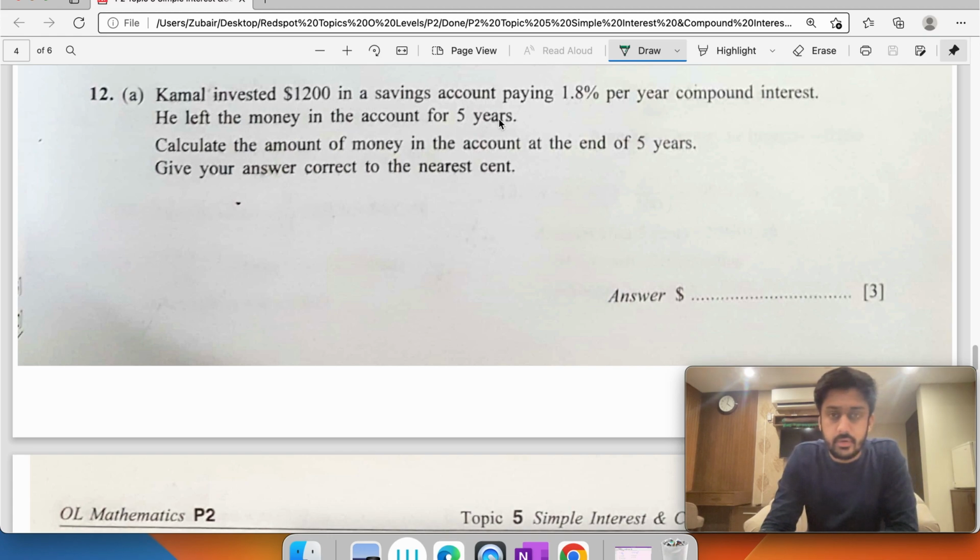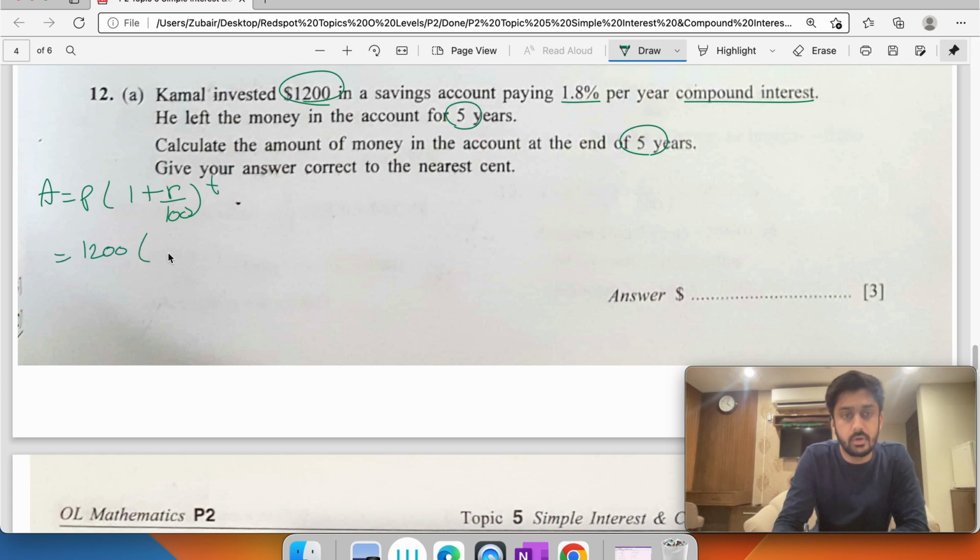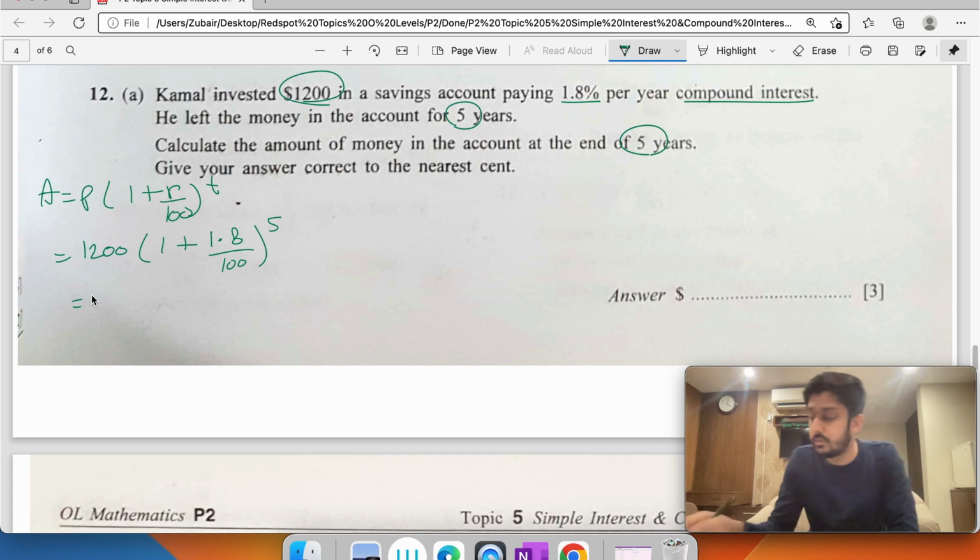Kamal invested 1,200 in a savings account that pays 1.8% per year compound interest. He left the money for 5 years. Calculate the amount of money in the account at the end of 5 years. A equals P times 1 plus R by 100 to the power T. Invested amount is 1,200 times 1 plus rate 1.8 over 100 and time is 5. Make use of your machines. 1,200 times 1 plus 1.8 by 100 to the power 5.